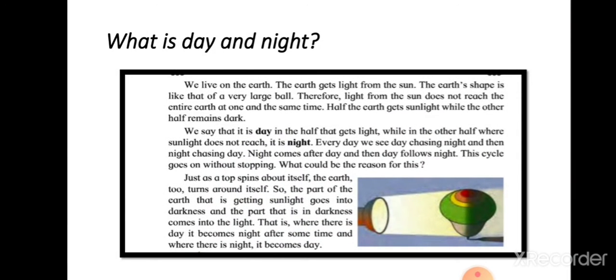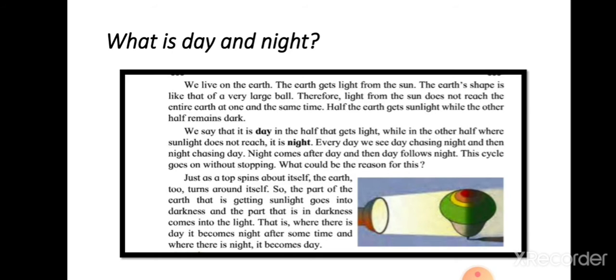What is day and night? The earth gets light from the sun. The earth's shape is like a very large ball. While going around the sun, the earth turns around itself. The spinning of earth around itself is called the rotation of earth. The light of the sun does not reach the entire earth at one and the same time. Half of the earth gets sunlight while the other half remains dark.